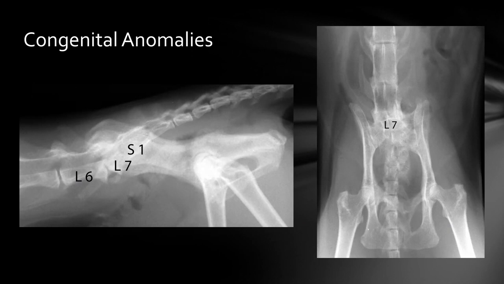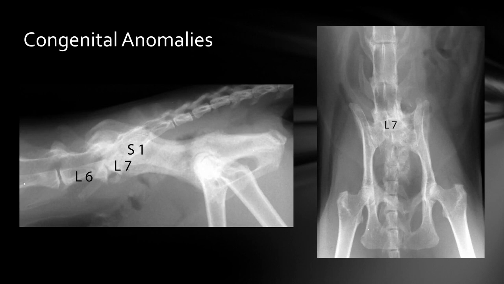So we will talk about some congenital anomalies, and one thing we see extremely commonly are so-called transitional vertebrae. Those are vertebrae that exhibit features of the anatomic area cranial and caudal to them. So we can find them at the cervical thoracic junction, at the thoracolumbar junction, and also at the lumbosacral junction, where you see here there is sacralization of L7.